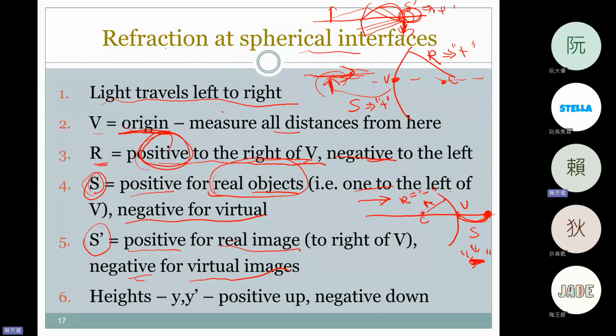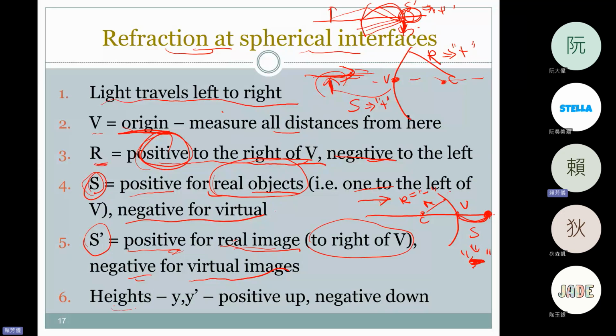So in the reflection or in the transmission situation, the image should be to the right of the vertex, such as this. That will be positive. But if your image is to the left of the V, then your image will be a virtual image. So the image distance will be negative.